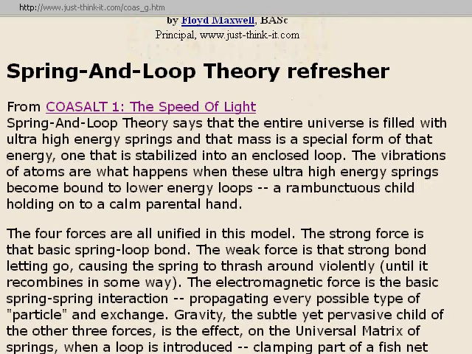A rambunctious child holding on to a calm parental hand. The four forces are all unified in this model. Strong force is that basic spring loop bond. The weak force is that strong bond letting go, causing the spring to thrash around violently until it recombines in some way. The electromagnetic force is the basic spring-spring interaction, propagating every possible type of particle and exchange.